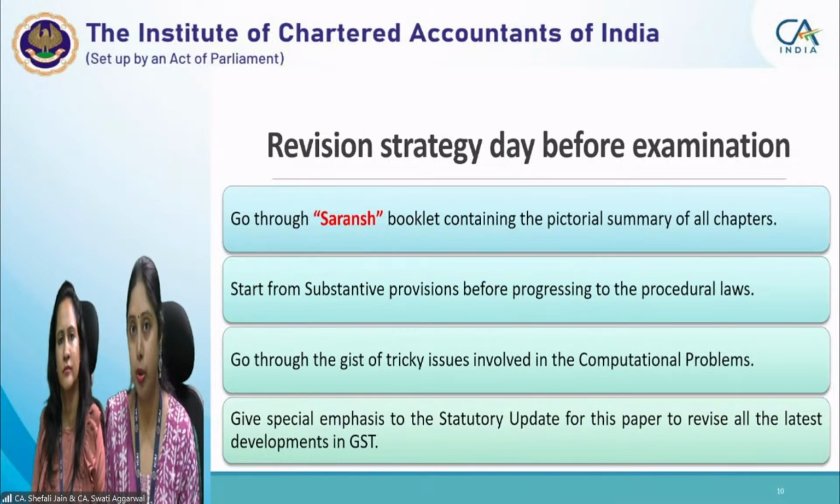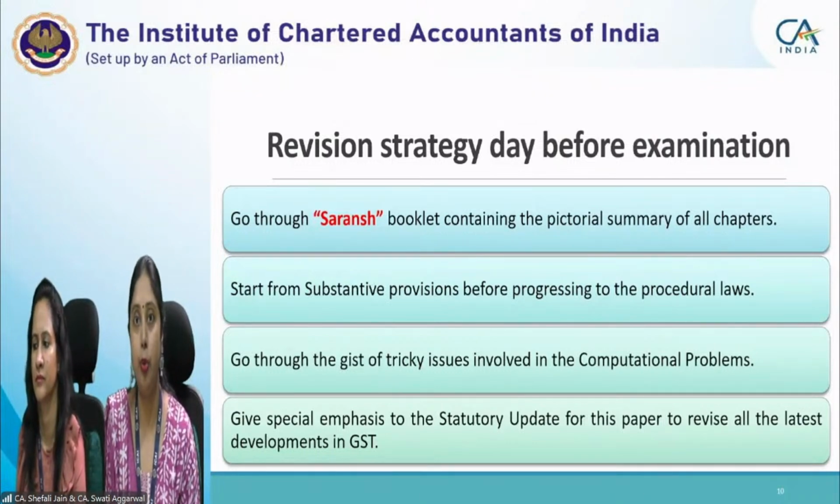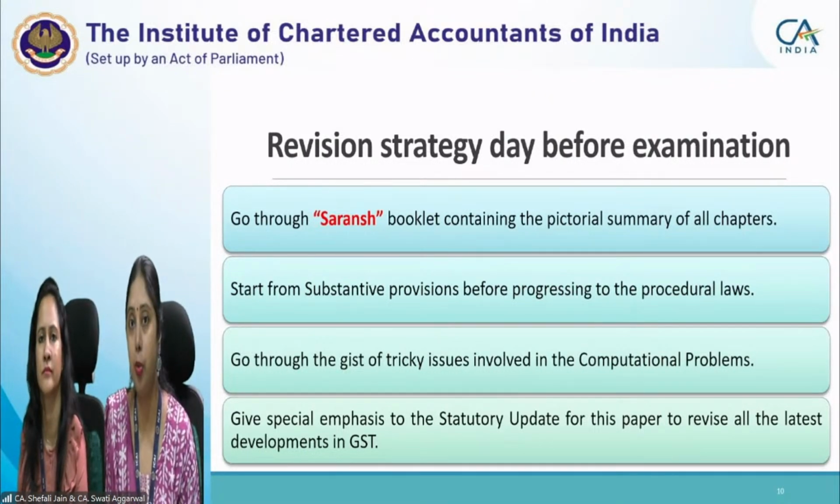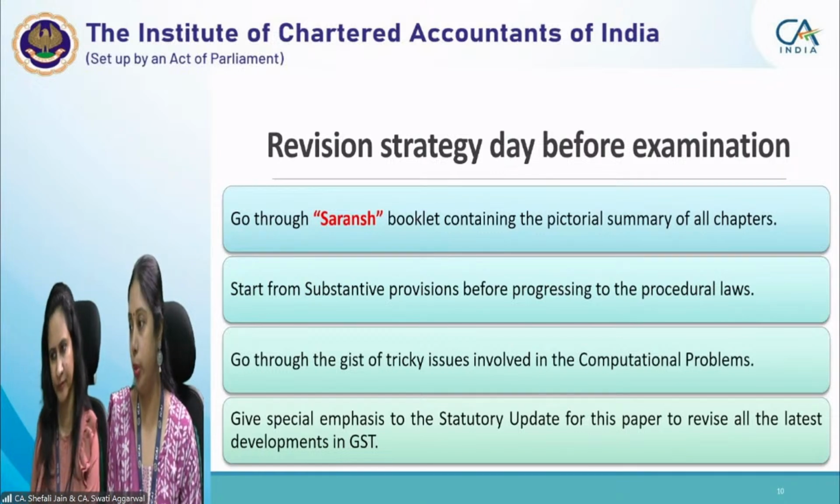we should substantiate it, or put those points in the booklet itself, plus the test your knowledge questions. When you are doing the computational problems and practical problems at this point of time, and you find any practical problems which have some tricky points in them, then you should mark those questions, and the day before examination, you should refer to those tricky points which are given in those questions.